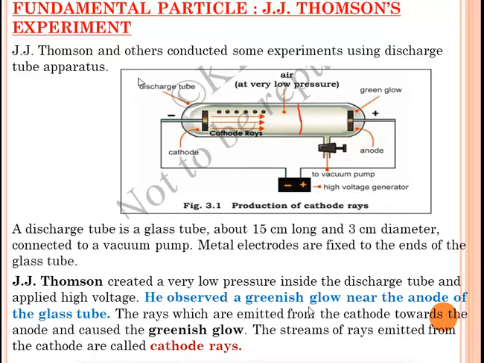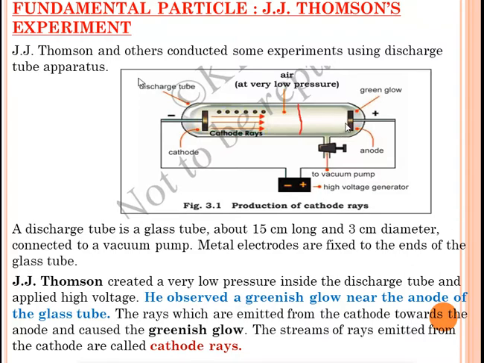He observed a greenish glow near the anode of the glass tube. When he applied a low pressure and a very high voltage, he could see the greenish glow near the anode of the glass tube. Near over here he can see the green glow. It's written over there, green glow also. The green light can be seen near the anode.